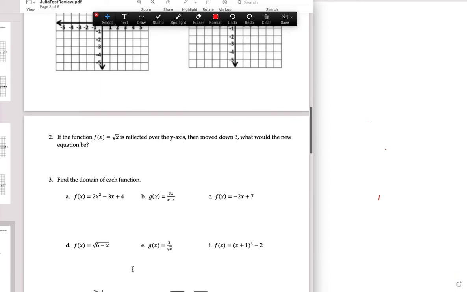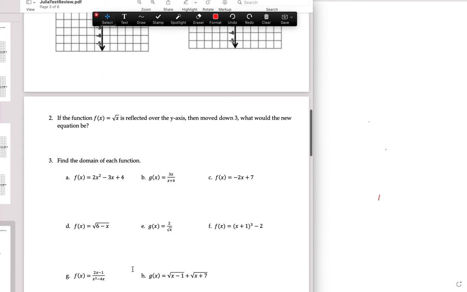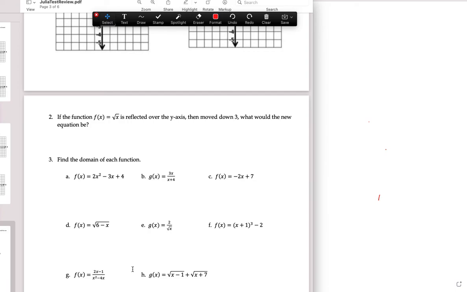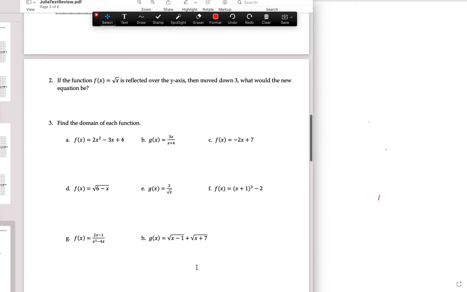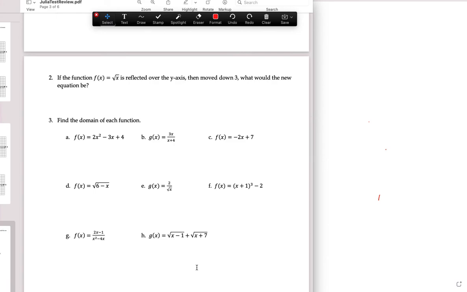So for 3, find the domain. We know most of them. So we're not going to do A or C or F or H, because we did similar ones. But we're going to do 3 of them.